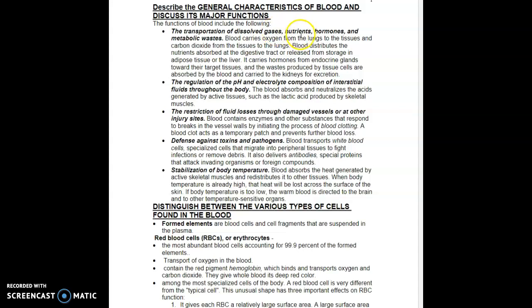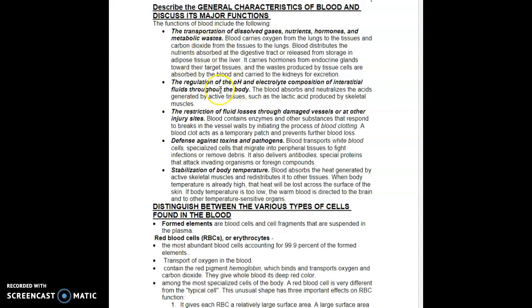The whole reason why we eat is so we can send nutrients to our cells, because that's where they're actually used. So how do we get it from our digestive system to our cells? Well, our blood carries it there. Hormones, by definition, are chemicals that are carried in our blood to cause changes in our body. And of course, we produce wastes in the body, especially at the cellular level. So how are we going to get those wastes away from the cells and eventually out of the body? Well, we're going to have to transport them through our blood.